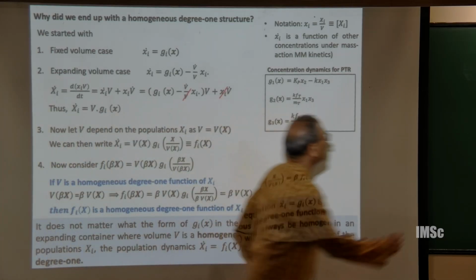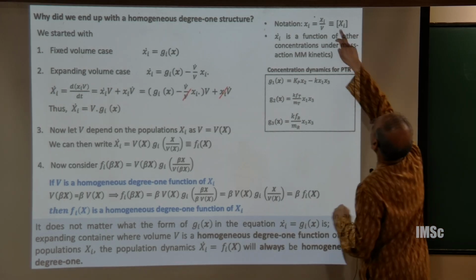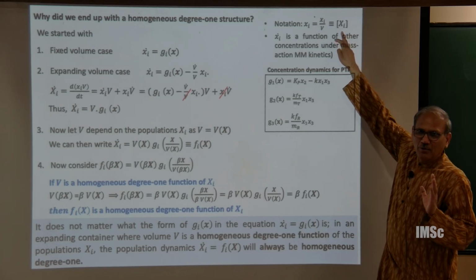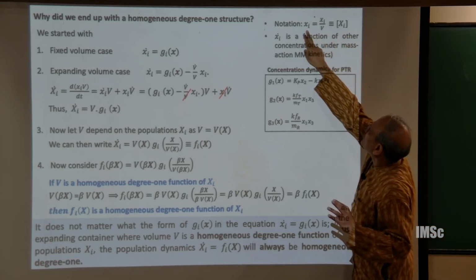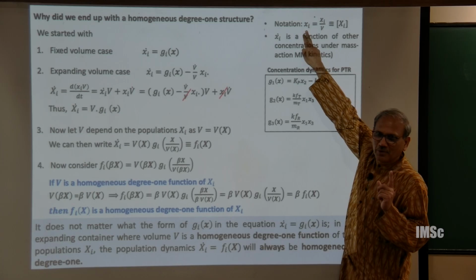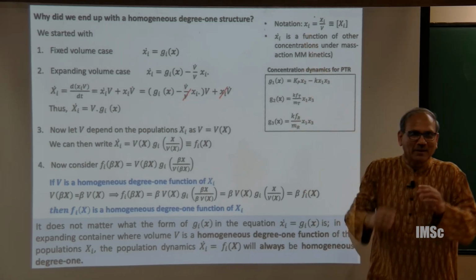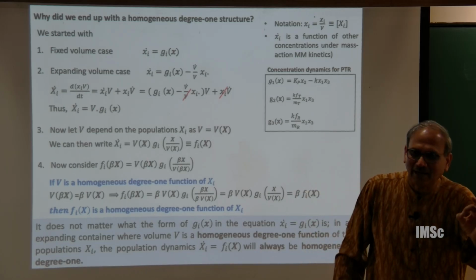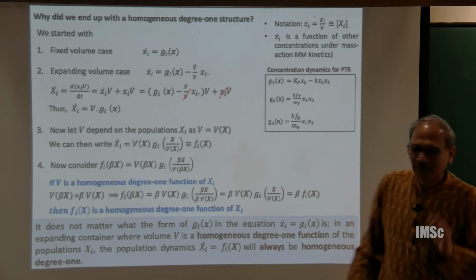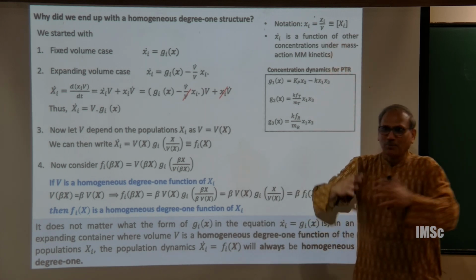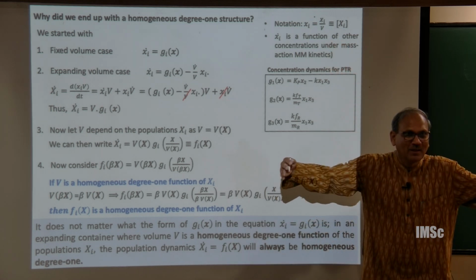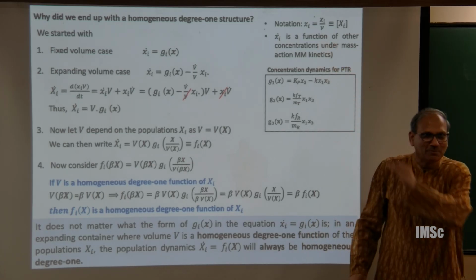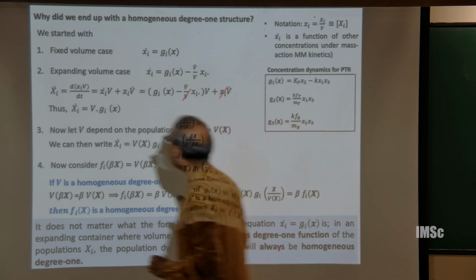Earlier, I was writing capital Xi with a box bracket for concentrations. Now, for brevity, I will just denote it by small xi, okay? So notice that capital Xi will stand for populations and little xi will stand for concentrations, okay? So capital Xi, the populations, are extensive variables, and little xi, because they are divided by V, are intensive variables, okay? So there's a distinction between them.